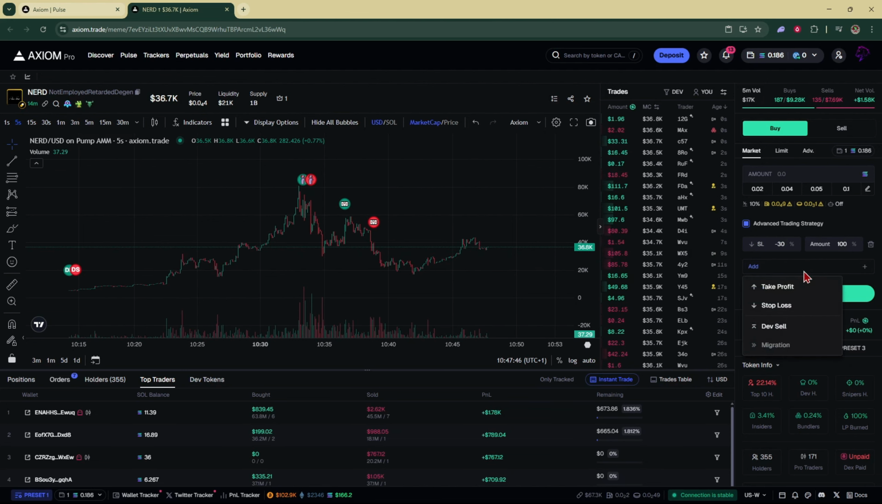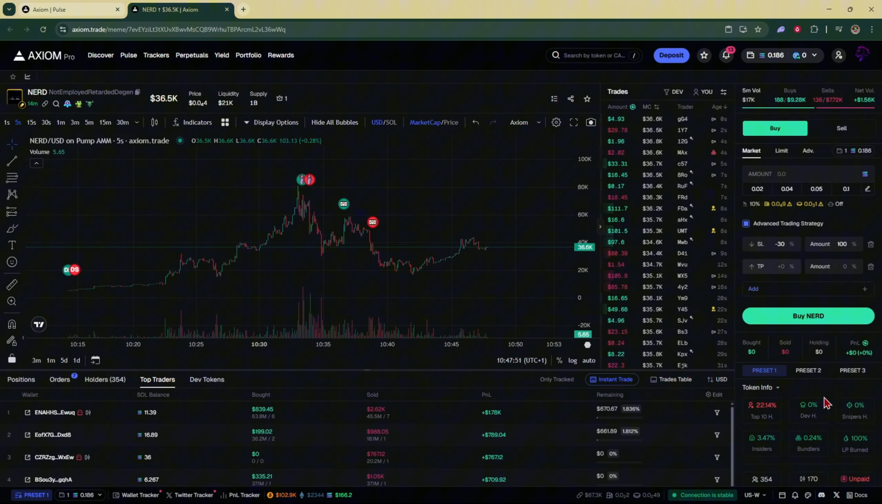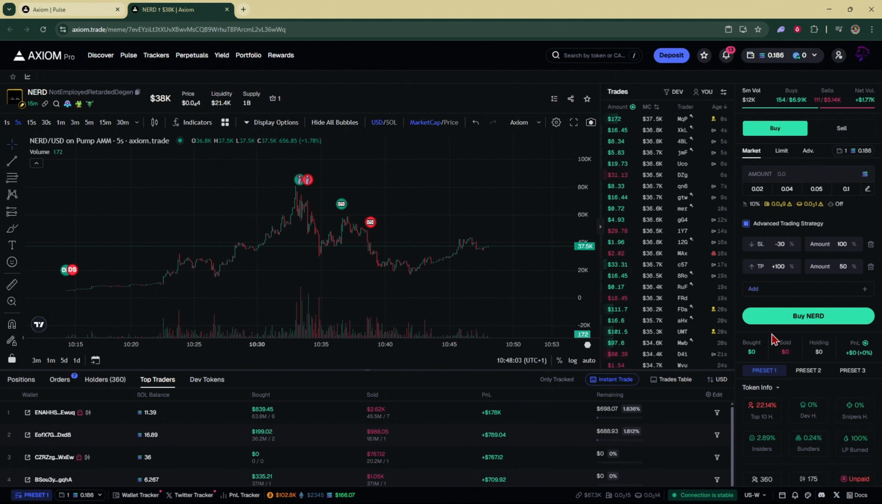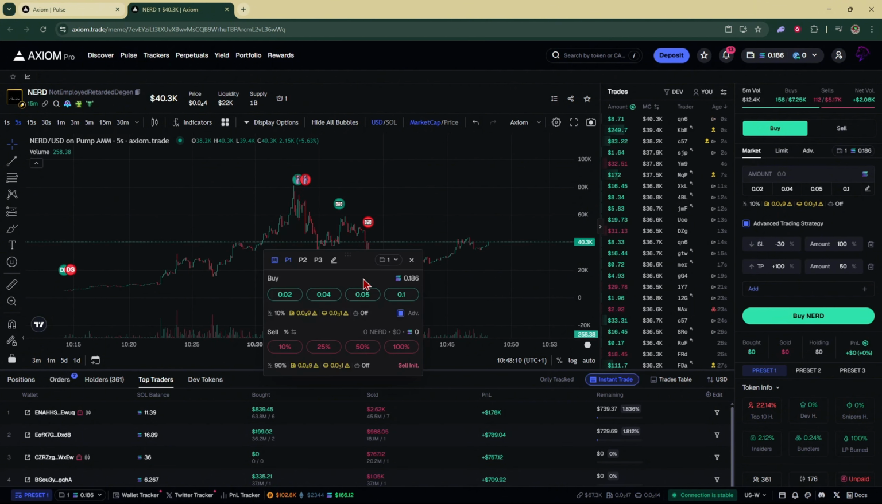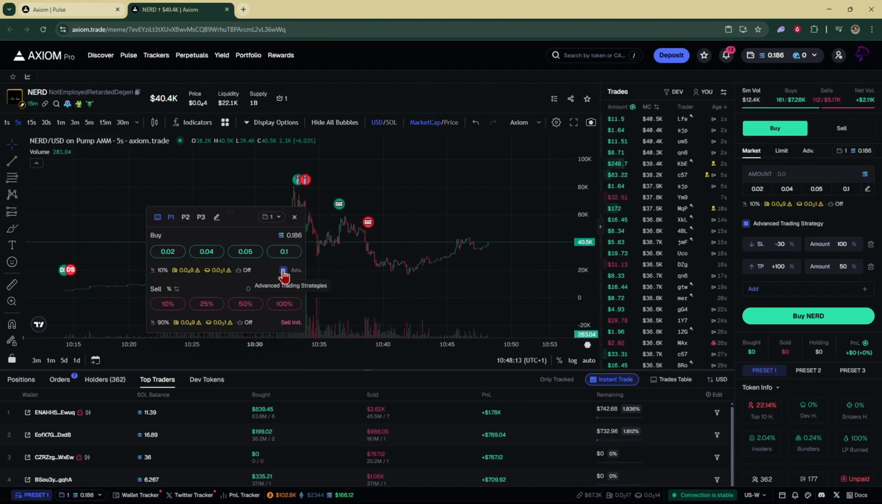Now, if we go back to add, let's set a take profit. So now let's say the price reaches 100% of what we bought in. We want to sell 50% of what we hold. We just do that. And right here under Insta Trade, you have the option to select advanced on and off.